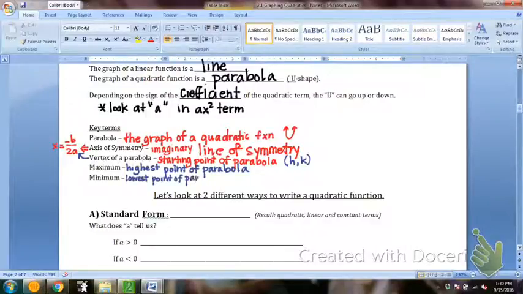All right, let's get into an actual example, shall we? Whew, it's a lot of notes. Okay, let's recall really quickly what is the standard form. Do you guys remember? F of x equals what? You're going to need to know that. F of x equals ax squared plus bx plus c.